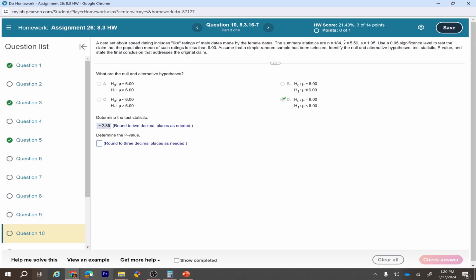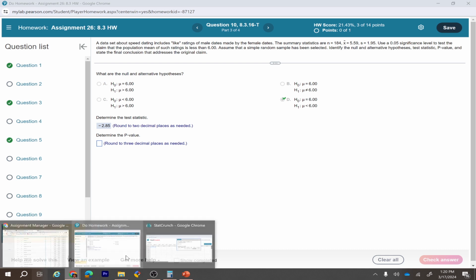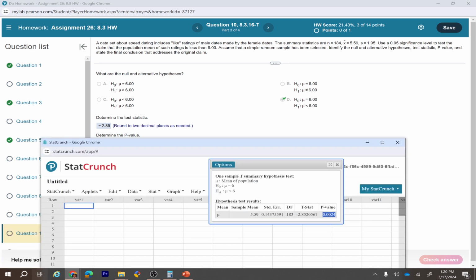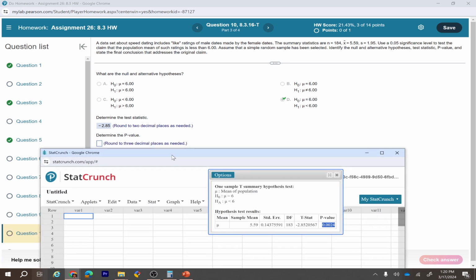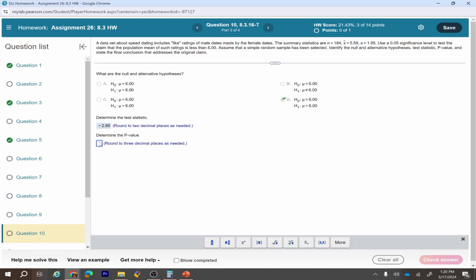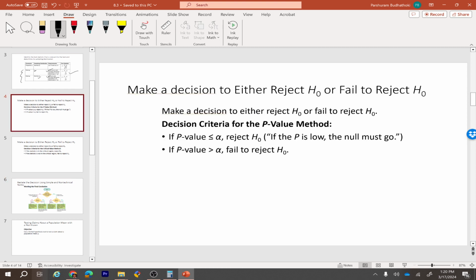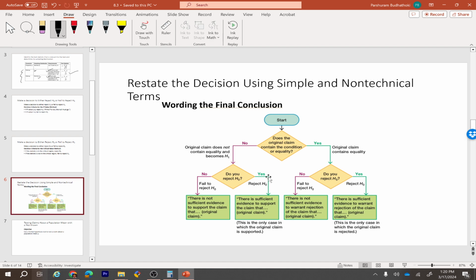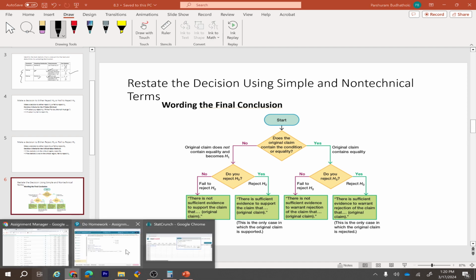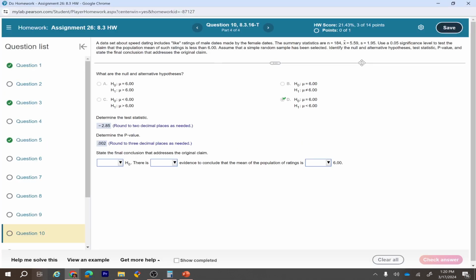And for the p-value, this is the p-value, which is 0.0024. If you round it to three decimal places, it's 0.002. After finding the p-value, now you compare the p-value with alpha, which is 5%. So the p-value is less than alpha. That means reject the null hypothesis, and make the conclusion based on this flow chart. So reject the null hypothesis.